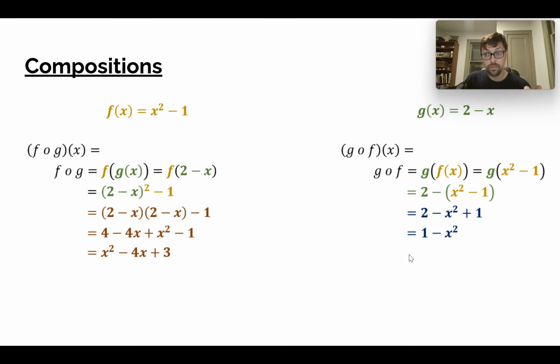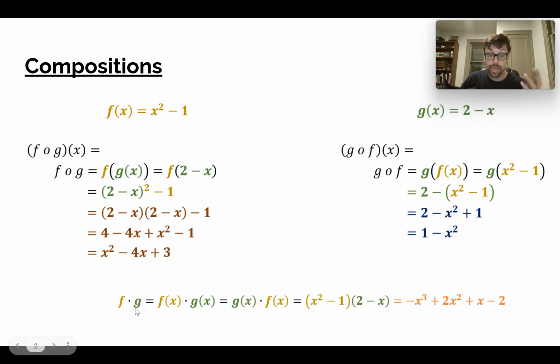Now, something to be careful about is not confusing this operation, this composition, with multiplication. If we were to multiply f times g or g times f, either one, you can see that in both of those cases, this multiplication is producing something very different from this composition. We don't want to multiply when we see this open circle. What we want to do is put one function into the other function.